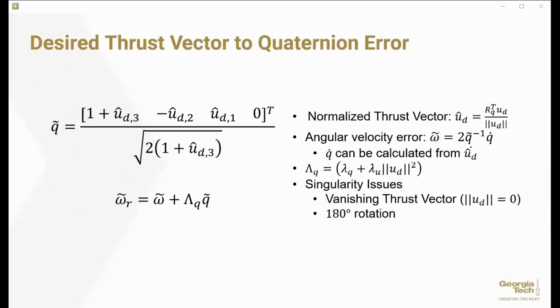The Lyapunov analysis shows that the gain lambda q, which is used to obtain the reference angular velocity, is key to achieving global exponential stability. Even so, there still exists other singularity issues such as the vanishing thrust vector and 180 degrees rotation. These issues were solved in different ways, which can be found in more detail in the paper.